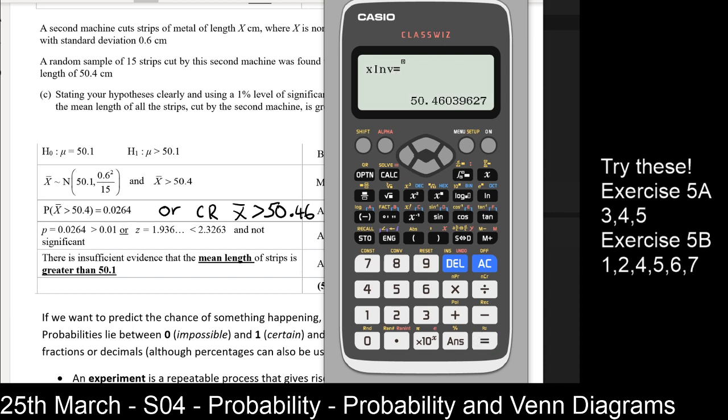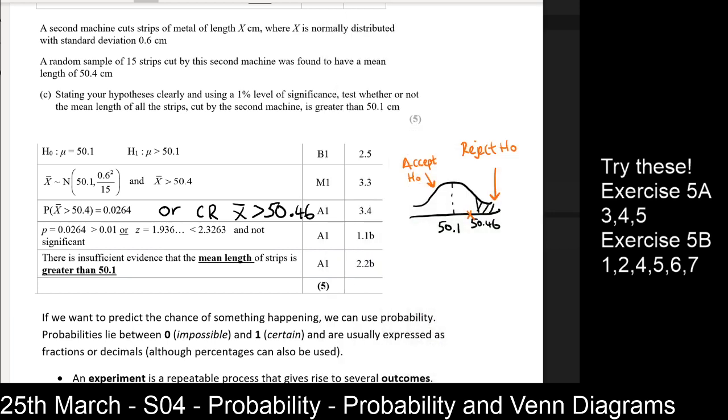And we get 50.46. So that is the value at which I reject. Anything above that, I reject H0. Now, you've got the mean was found to be 50.4. As you can see from my diagram here, that doesn't come within the critical region. So that's another way we can prove that we would be accepting H0 and saying that there's insufficient evidence.